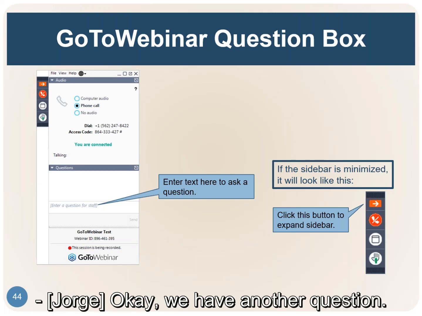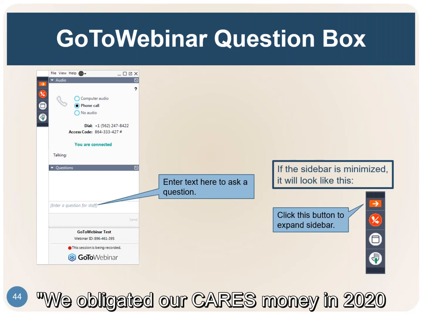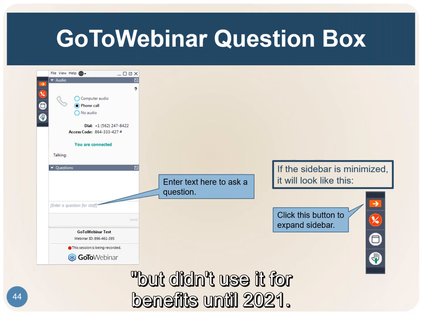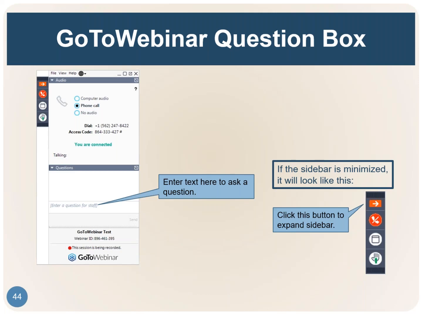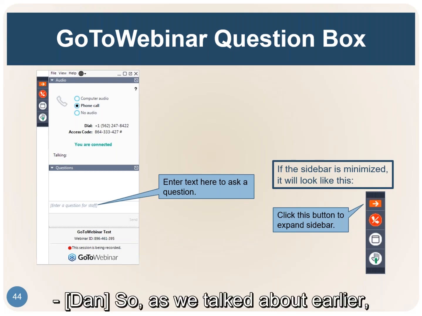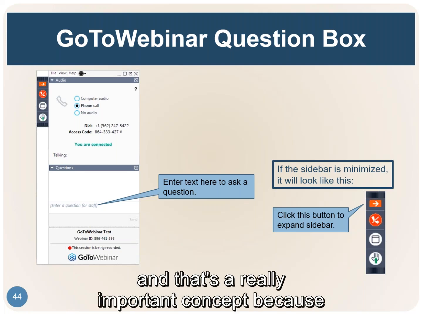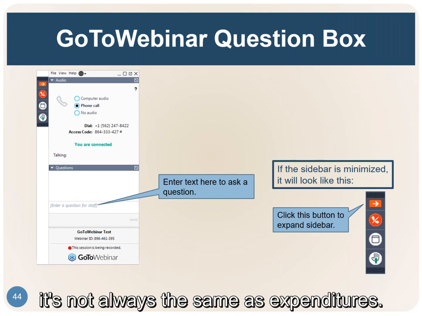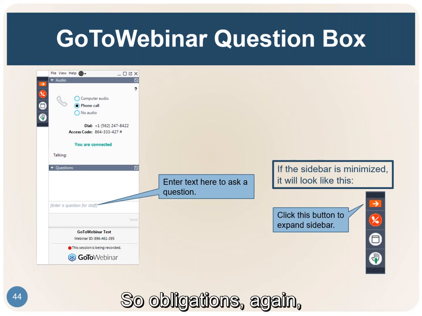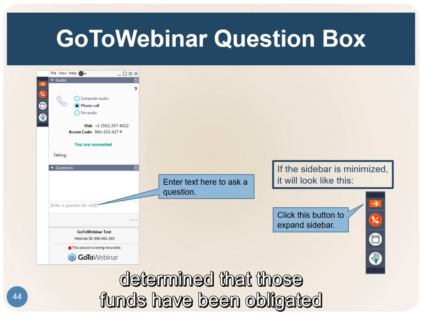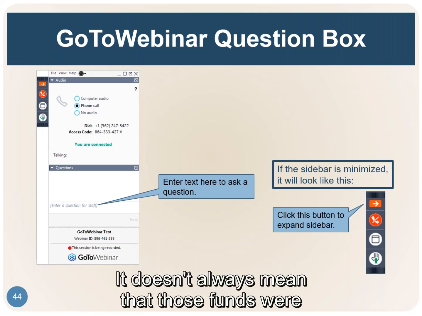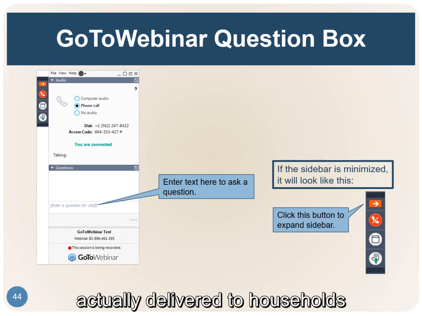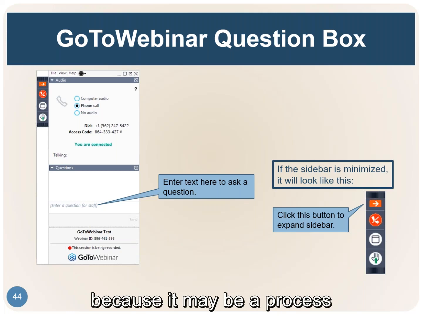Okay, we have another question. Someone said, we obligated our CARES money in 2020, but didn't use it for benefits until 2021. Where do we report that? As we talked about earlier, the Grantee Survey is focused on obligations, and that's a really important concept because it's not always the same as expenditures. Obligations would be that you have in your state determined that those funds have been obligated for a specific purpose. It doesn't always mean that those funds were actually delivered to households in the form of benefits yet, because it may be a process to get to that point.